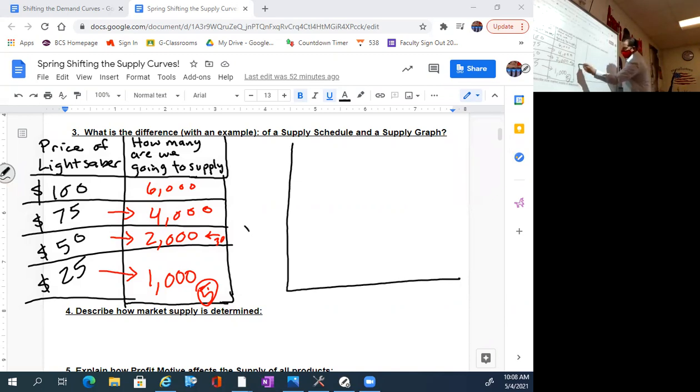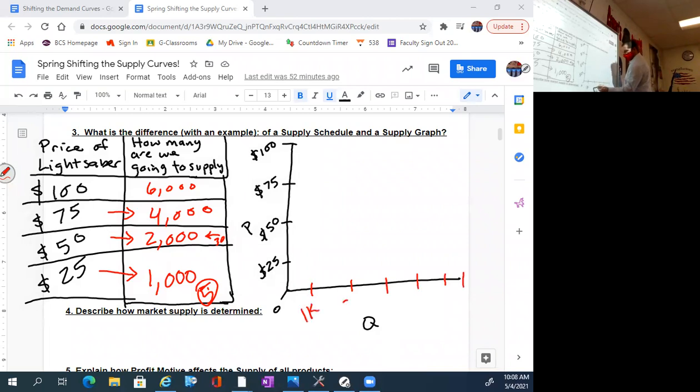Let's graph it out now. Remember, PQ, Shoey. PQ, we got our zero here. Go 100, make sure you put your dollar signs. We'll go 1K, 2K, 3K, 4K, 5K. All right, let's start plotting. Just put dots. Do not connect your dots. We're going to go up to the 100 and out to the 6. Up to the 75 and out to the 4. Up to the 50 and out to the 2. Up to the 25 and out to the 1. Do not connect your dots. You have 4 dots on your paper.